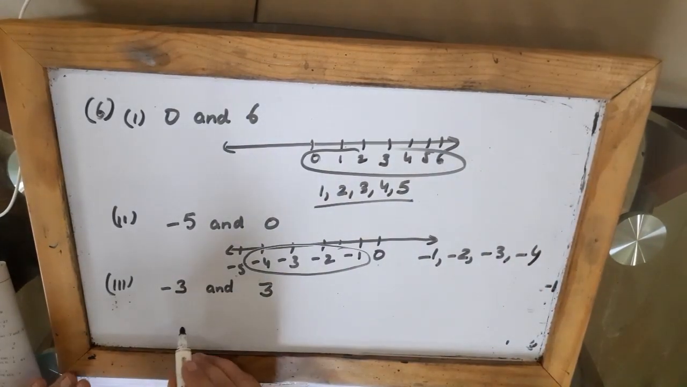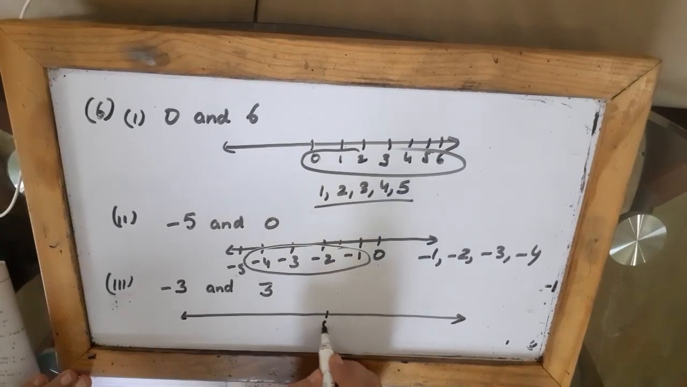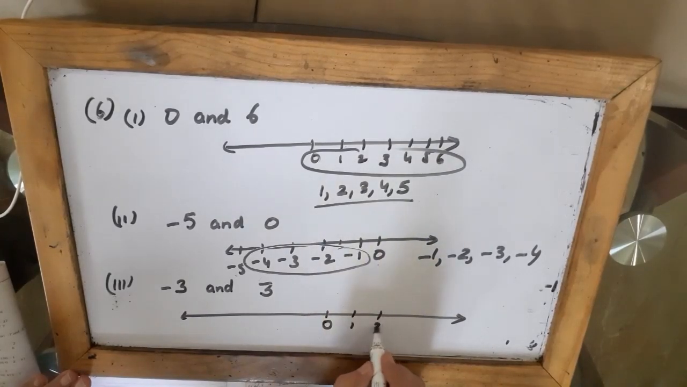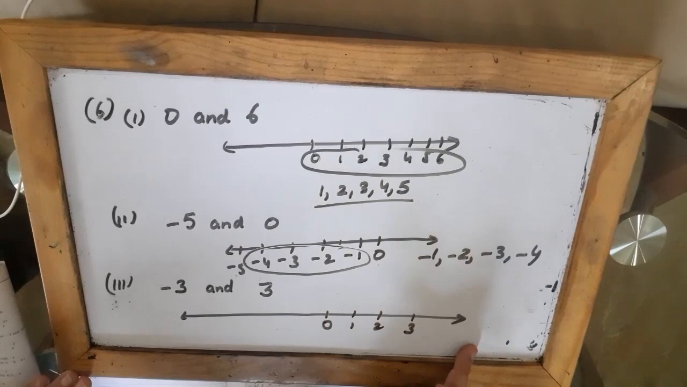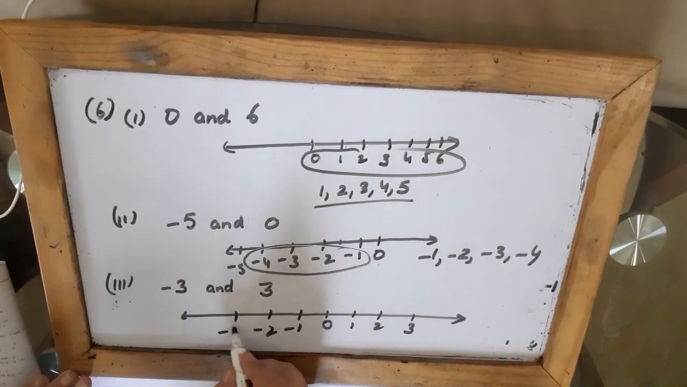Now between minus 3 and 3. So one is positive and one is negative. So 1, 2, 3. 3 will be to the right of 0 and minus 3 will be to the left of 0.